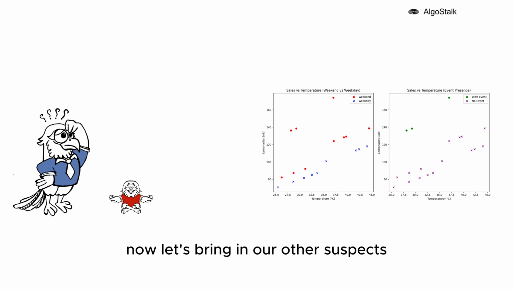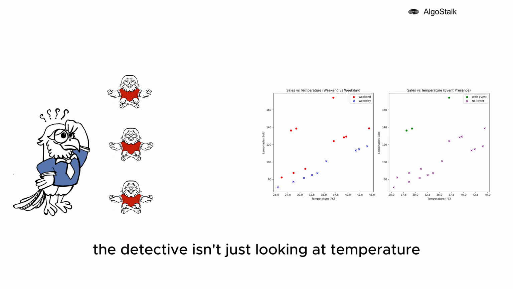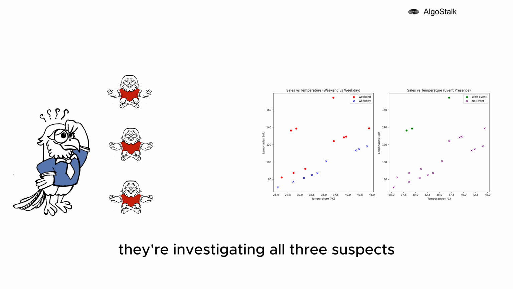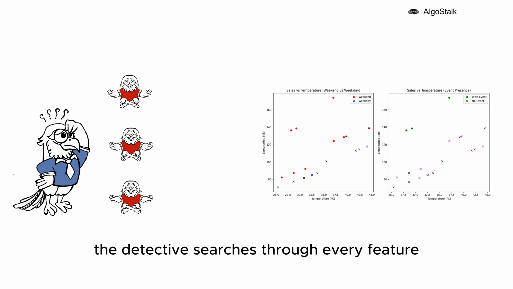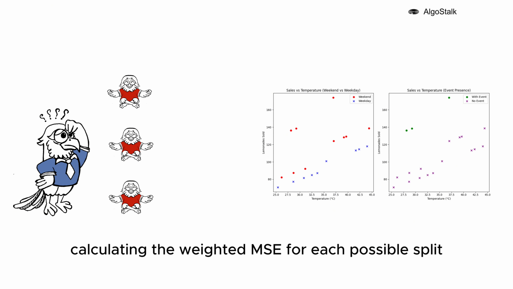Now, let's bring in our other suspects, event and day. This time, the detective isn't just looking at temperature. They're investigating all 3 suspects to find the best first split. Instead of focusing on a single clue, the detective searches through every feature, temperature, event, and day, calculating the weighted MSE for each possible split.